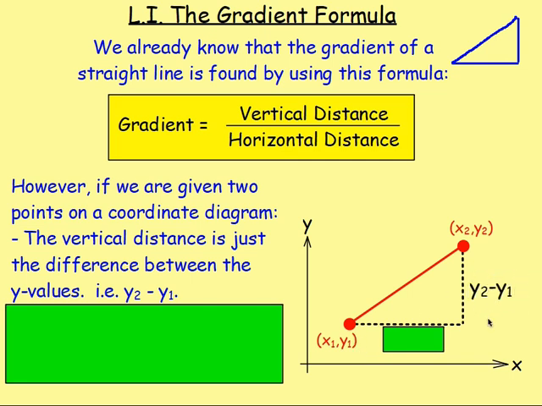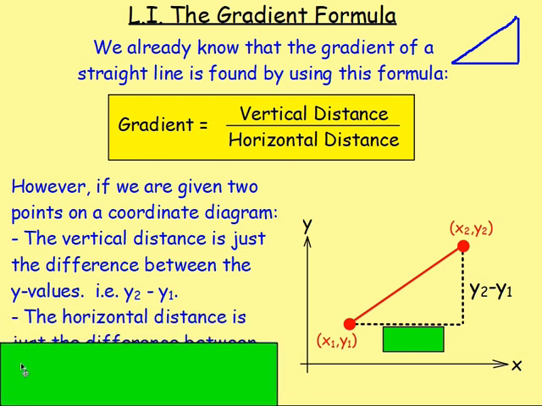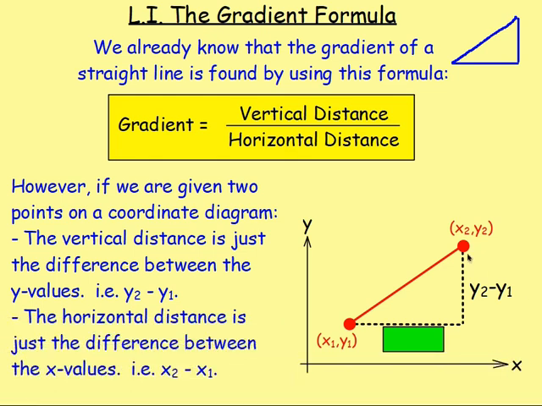For the horizontal distance, Amanda's mum Jackie, what would you do with this one? Perfect! You would have x2 take away x1. So you would take this x value and you would take this value away from it. So that'll be x2 take away x1. That is what you're doing.